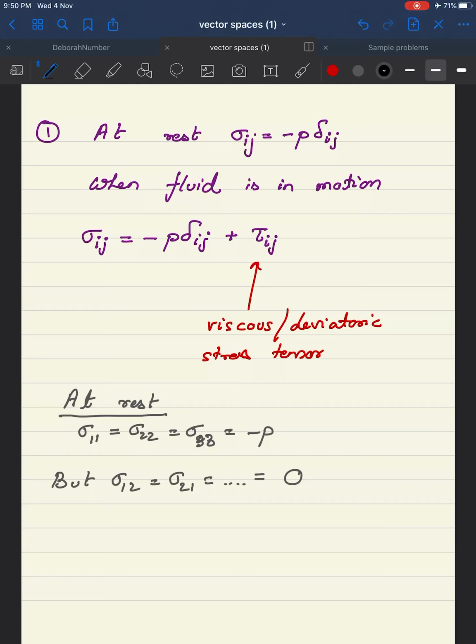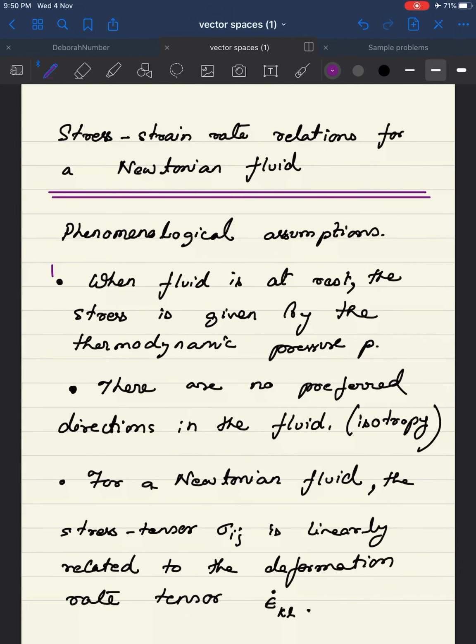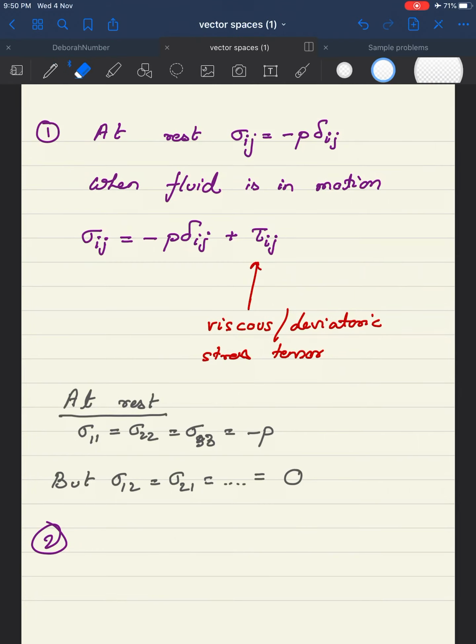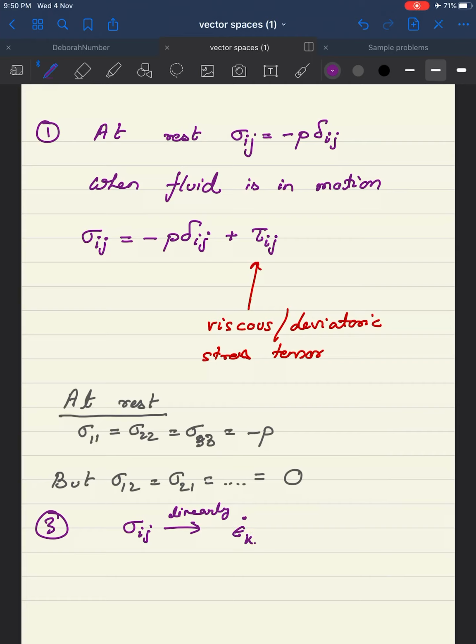Okay. So, now to look at assumption 2. Okay. So, basically just a second. So, 1, 2, 3. Okay. So, wait, let's just look at assumption 3 here. Okay, 3. So, what this is saying is that sigma ij is linearly related to my deformation rate tensor epsilon dot KL.